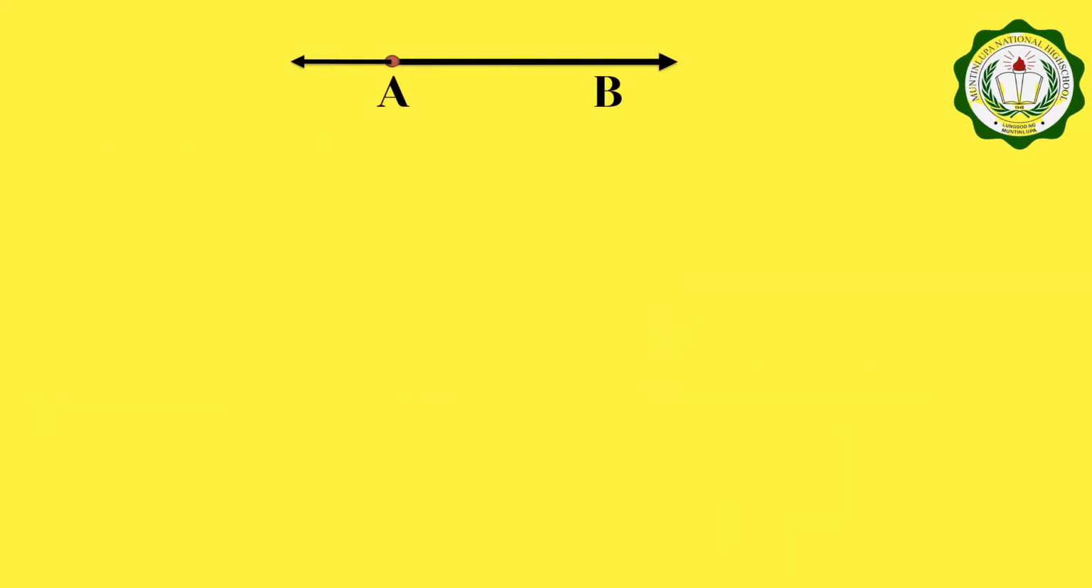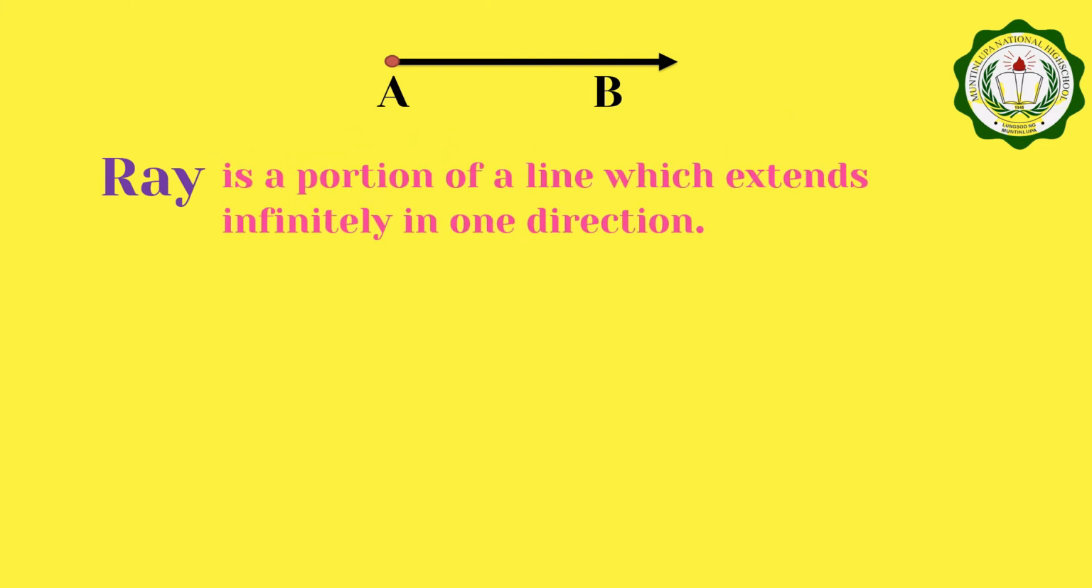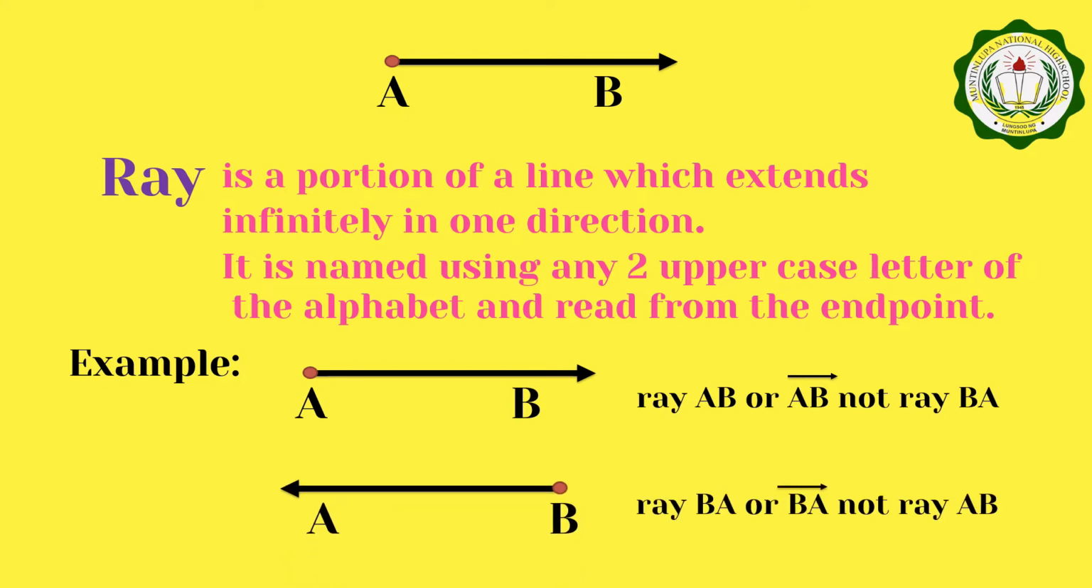What if we cut along point A? If we will cut along point A, we will now have a ray. A ray is a portion of a line that starts at one point and extends infinitely in a set direction. It is named using any 2 uppercase letters of the alphabet and read from the end point. Given this figure, this is named as ray AB or in symbol ray AB, not ray BA.